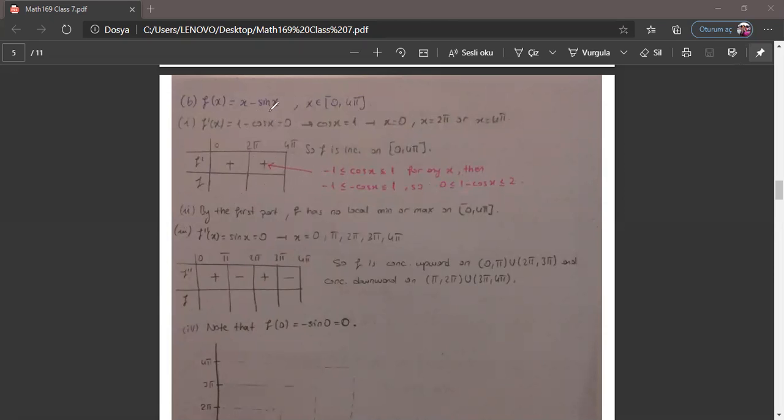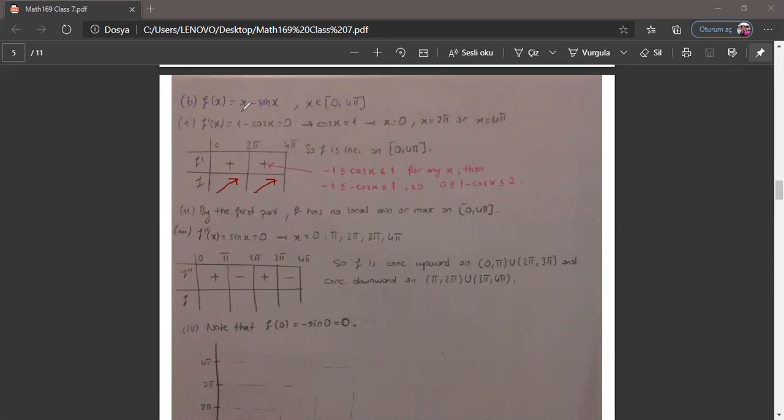Actually, as you know, cosine x is between -1 and 1. You don't have to do all computations. It's almost clear. So f prime is positive here. So the function will be increasing, okay, on this interval from 0 to 4 pi. So here we see it has no local minimum nor maximum because it's always increasing, right? What about the second derivative?